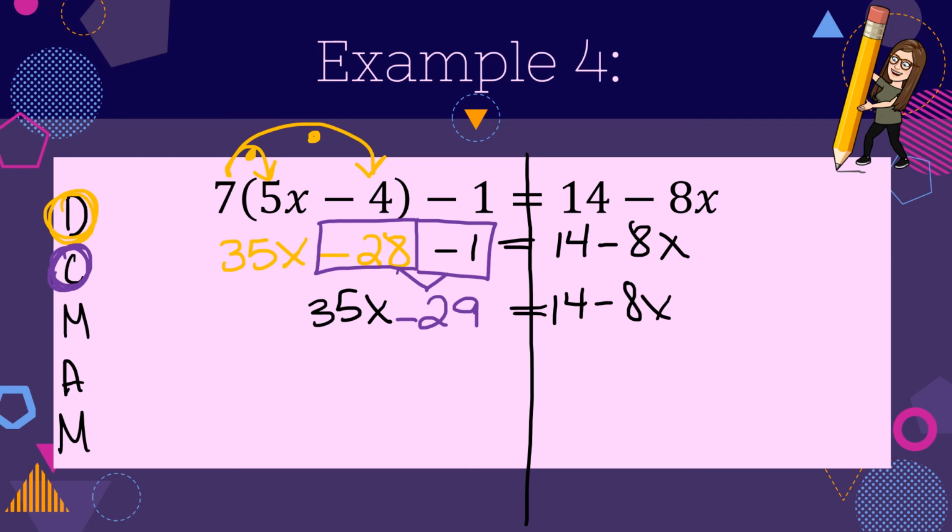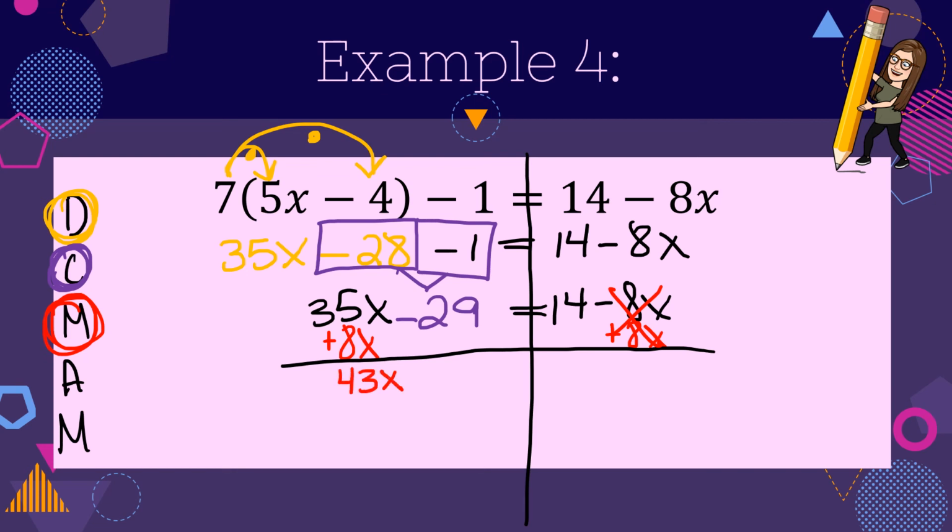Next is move. That's our new step today. I can either move and subtract 35x, or I can move and add 8x. I'm going to use a strategy here. To be honest, adding 8 sounds easier. So I'm going to add 8x. I'm moving the variable to the other side. So these are opposites. They cancel. 35 plus 8 is 43x. Everything else falls down.